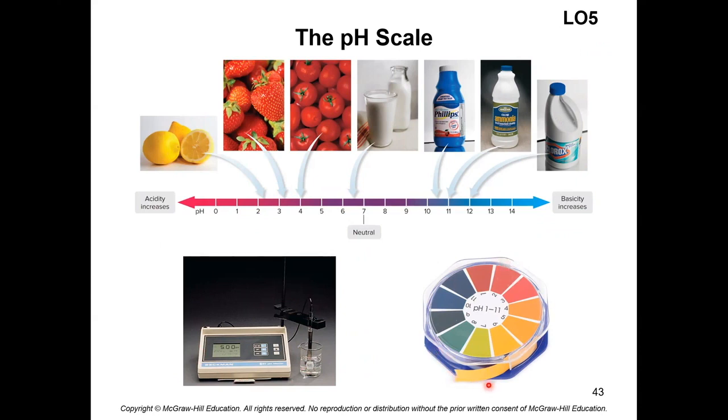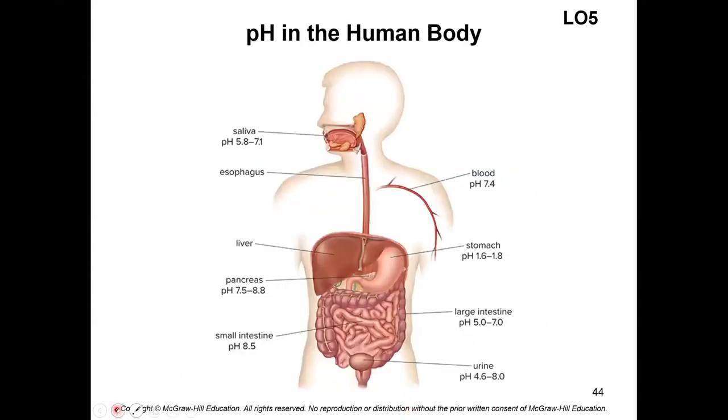You're going to be using these in the labs that you will be doing this semester. How these are used is you place a little dot of your solution on one of these little strips, and then depending on the color change, that will tell you what pH value you have. So if I dot my solution here, and I get a green, that means that my pH is probably around 8. Okay, so this is how we can measure the pH values in the lab.